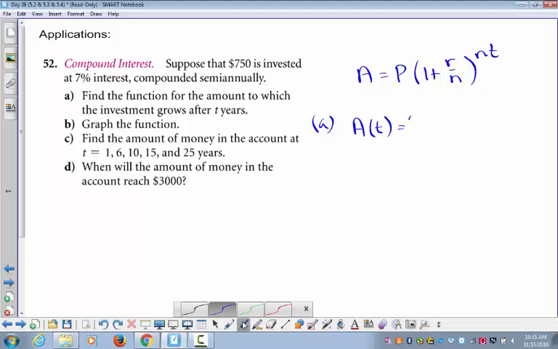That's going to be $750, so that's P. 1 plus R, the rate is 7%. So in the formula over here, we have to write that as 0.07. And then we divide by the number of compounding periods. And we raise that to the number of compounding periods times T. And if we want to simplify that a little bit, we can. So that's going to be 1.035.